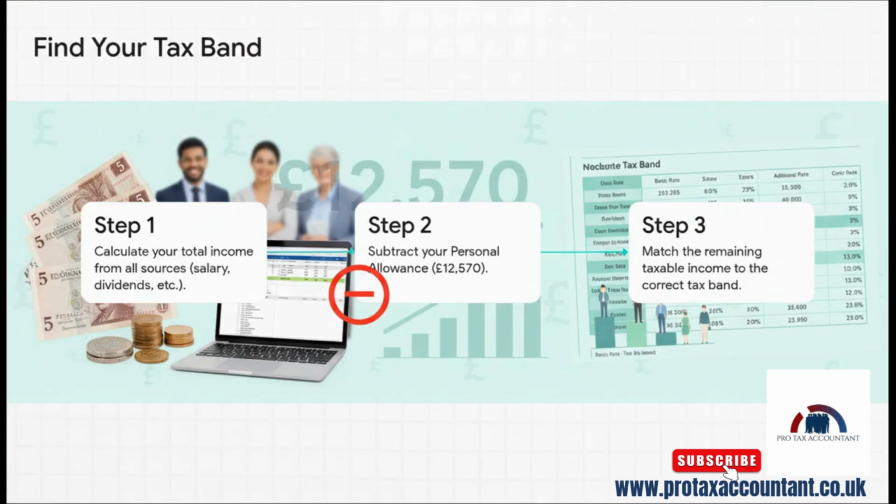So, how do you figure out which band you actually fall into? Well, it's a simple three-step process. First, add up all of your income from every single source. Second, subtract your £12,570 personal allowance from that total. And third, take the number you're left with. That's your taxable income, and just match it to the correct band we just looked at. It's as straightforward as that.